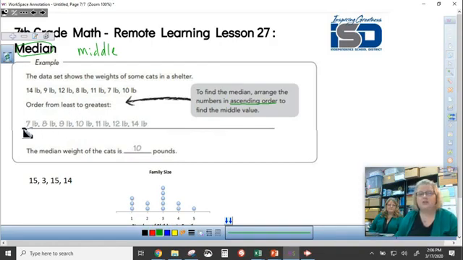To do that, you're going to start at the lowest end and cross off that weight, and then come over to the highest end and cross it off. And we're just going to go back and forth from low to high, until we get one value left in the middle. And that is why they have said that the median or middle weight is 10 pounds.